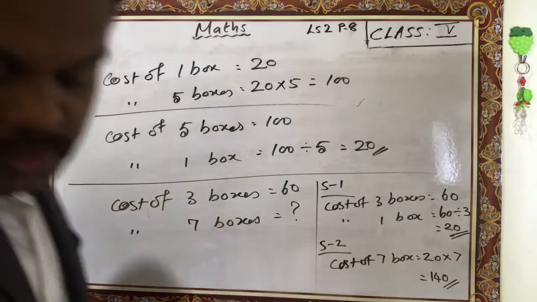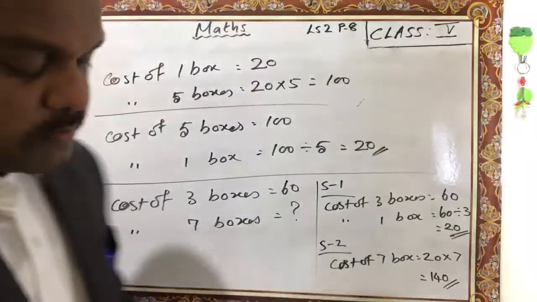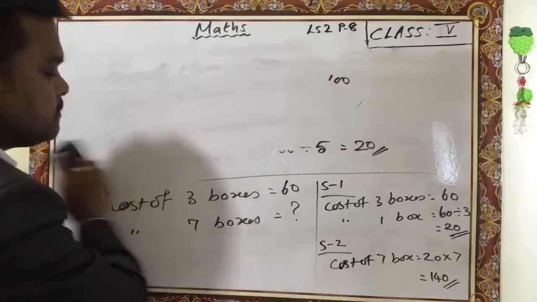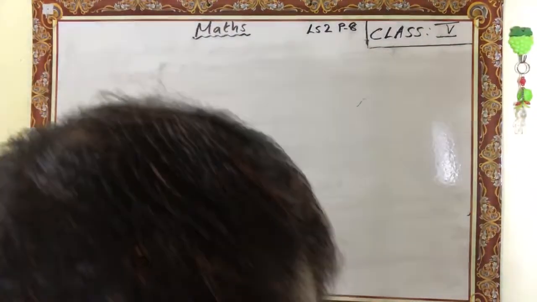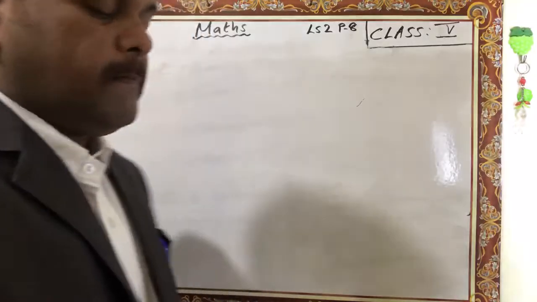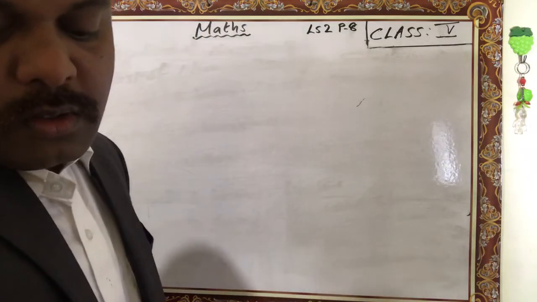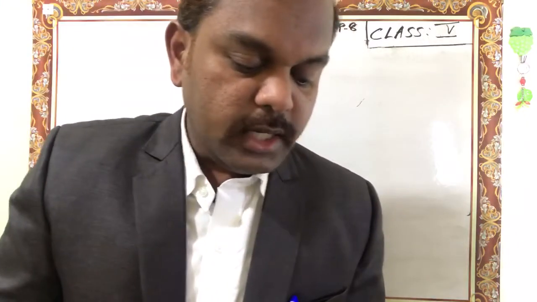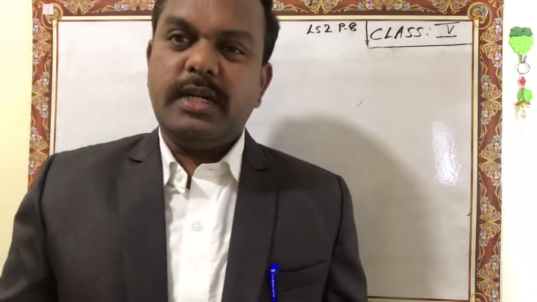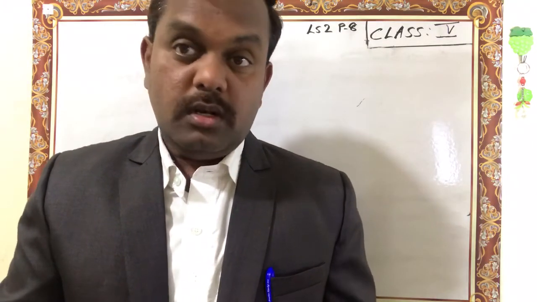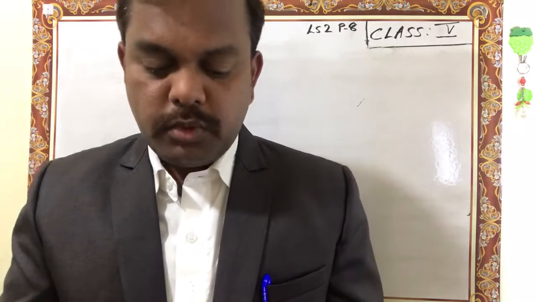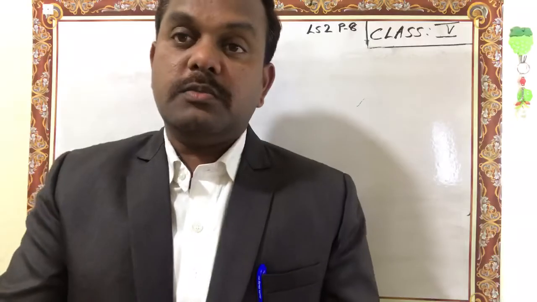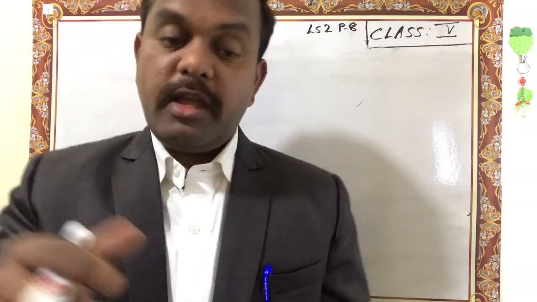From your book, I will give some exercises to you. Exercise 2.10, first question. The price of a dozen exercise books is rupees 72. Dozen means 12. So the cost of 12 exercise books is given. Find the cost of 18 exercise books. 12 is given, you have to find 18.